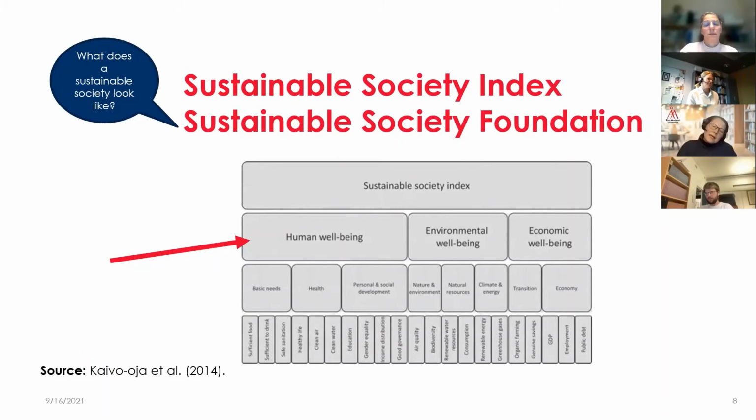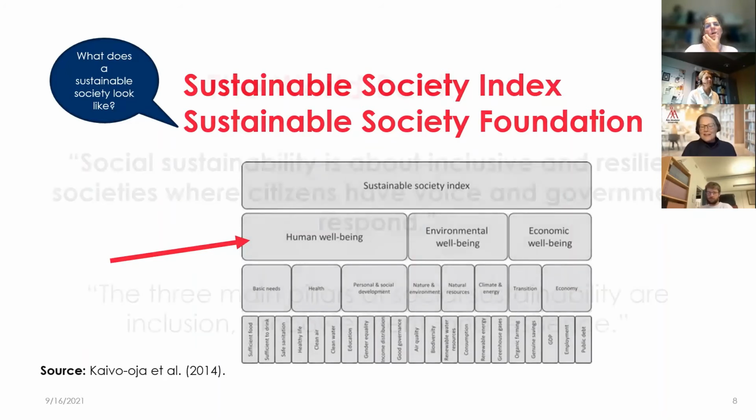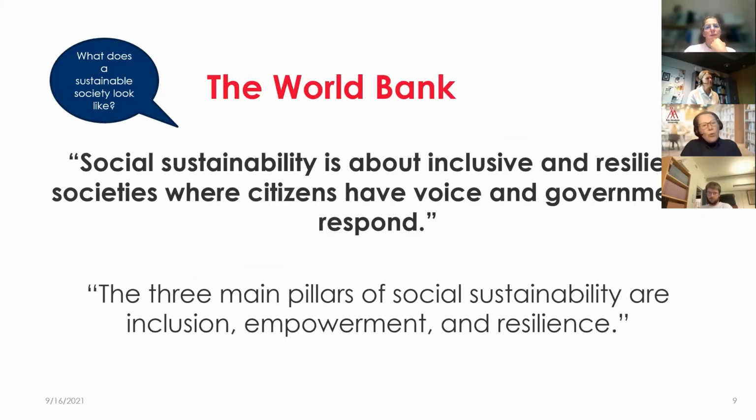And here you can see similar things as, for example, in the donut model: education, gender equality, income, good governance, health, and so on. Obviously, very many different actors try to get a grip of what socially sustainable development and social sustainability is. The next one I picked is the World Bank.